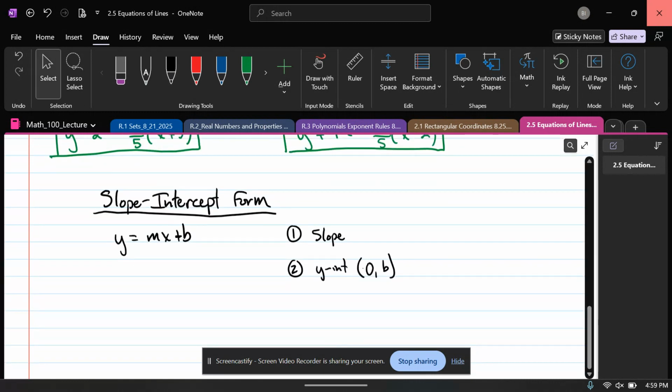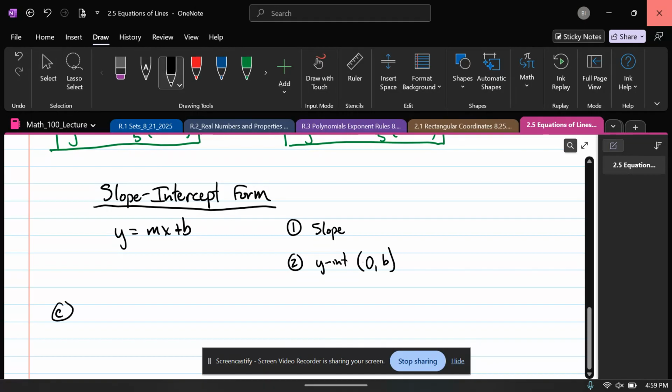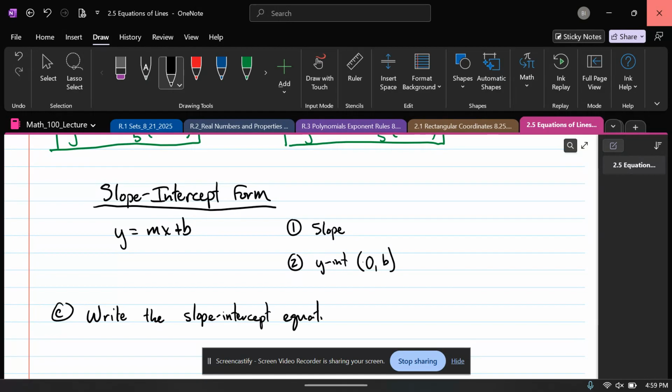So let's write an equation of a line. So for example C, let's write the slope-intercept equation for a line with a slope of -2 going through 0, -5.